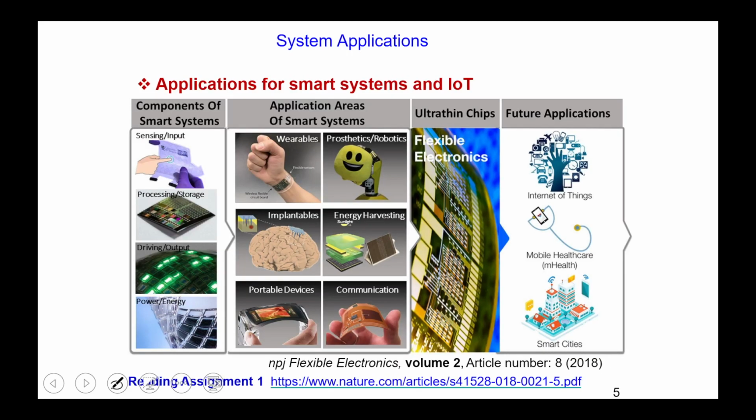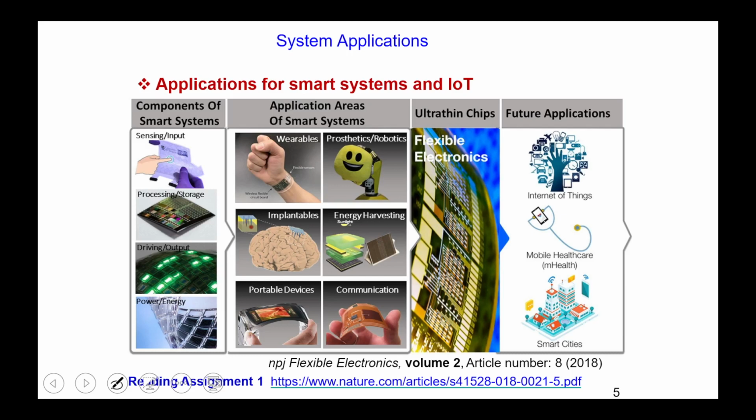So this is the system application of the flexible devices, from smart systems to IoT. The components of the smart system include sensing input, like the touch screen of the phone, and it should be a flexible phone. It will be a foldable phone. We now require that cell phones, mobile phones will come with a foldable screen. So that touch sensor we fabricate on the flexible substrate. Then process, storage, driving, output, power supply, wearable.